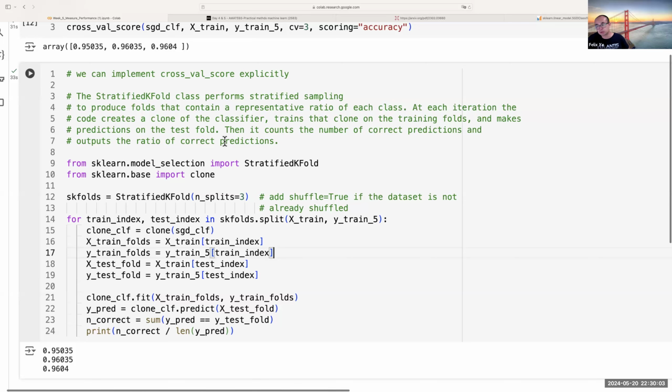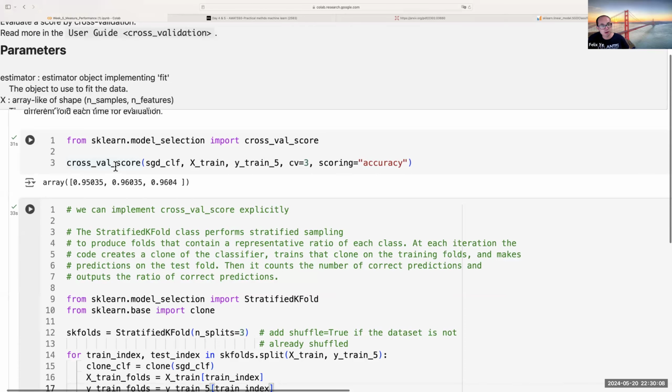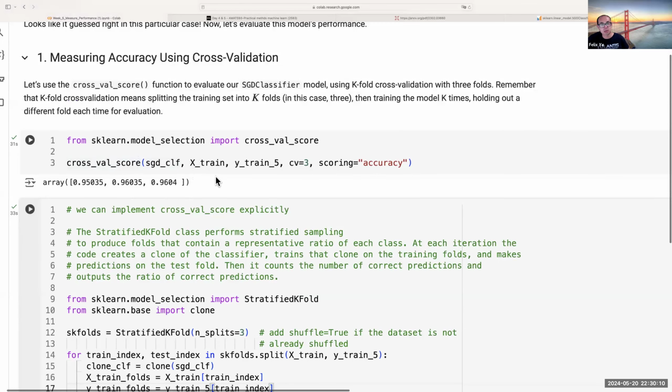But usually we don't do that. We just call the single-line function cross_val_score. It does all these things for you.